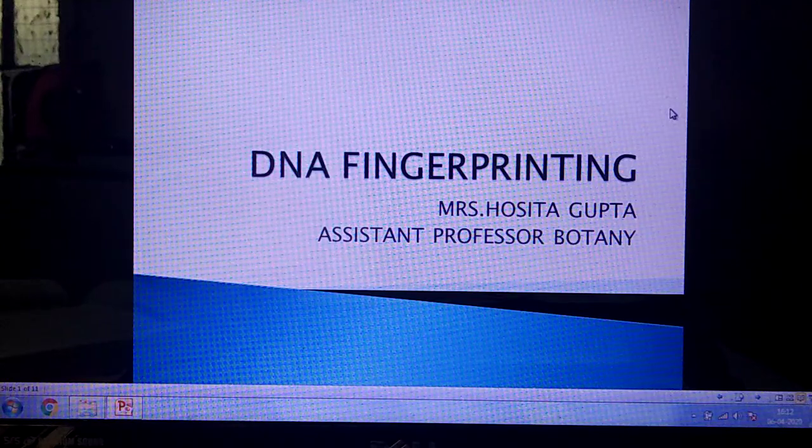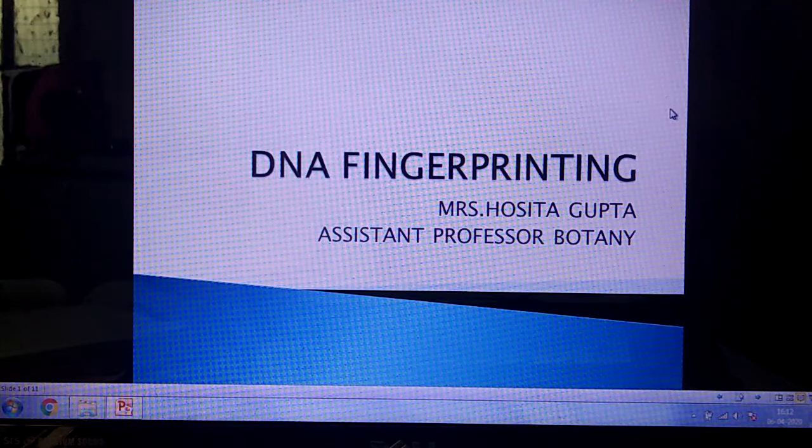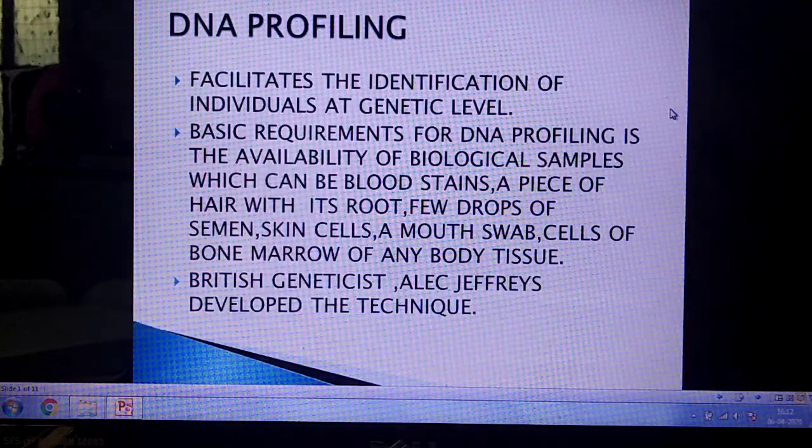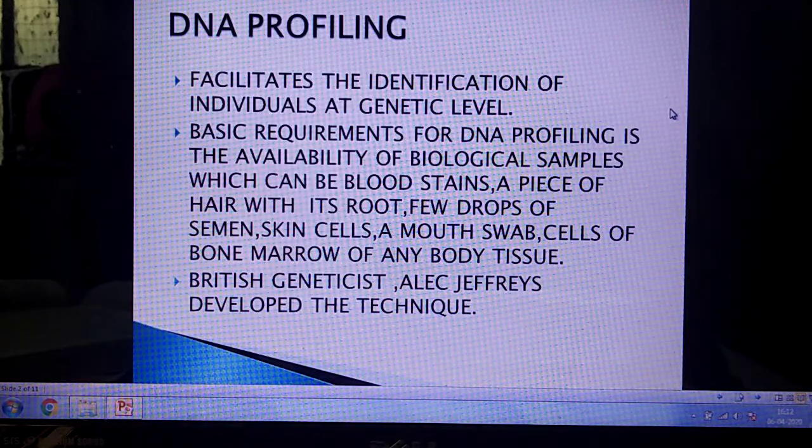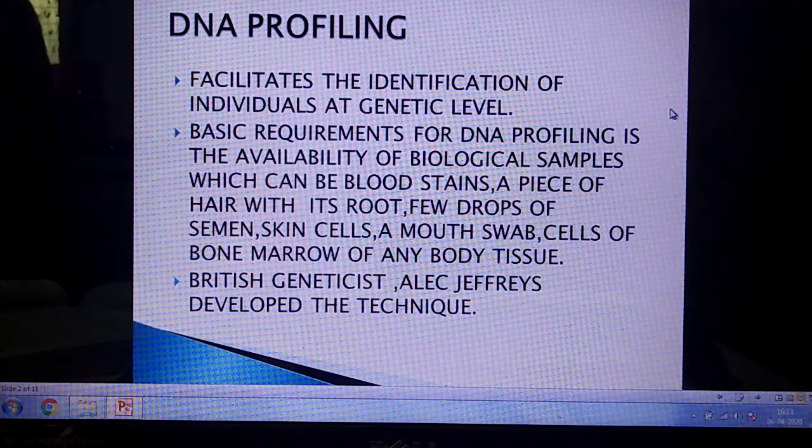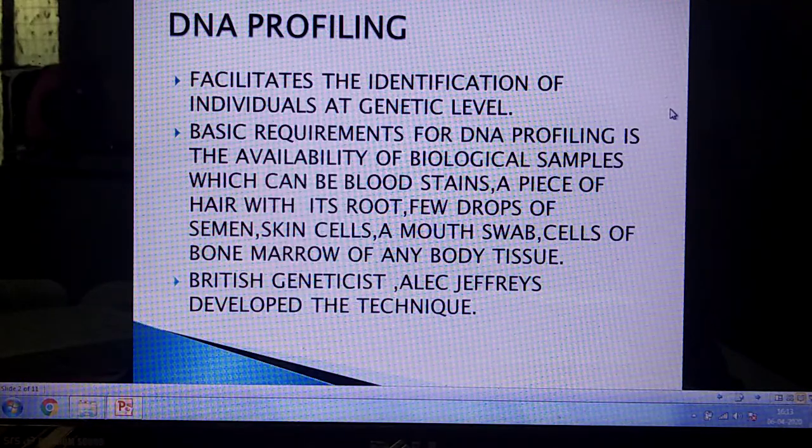The entire human population has similar DNA sequences except for a certain number of unusual segments which are 10 to 15 base pairs long. These unusual base pair sequences are known as variable number tandem repeats. So the VNTRs are the key for the DNA profiling technique. The DNA profiling technique was developed by the British geneticist Alec Jeffreys.